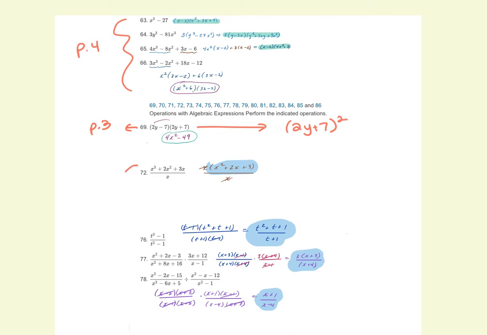All right, then the rest of this was all P5. So you're either factoring to simplify, you are keep, change, flip, and that's all on this page. And then it got into adding and subtracting.